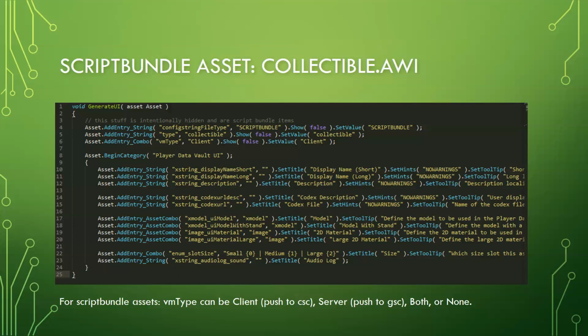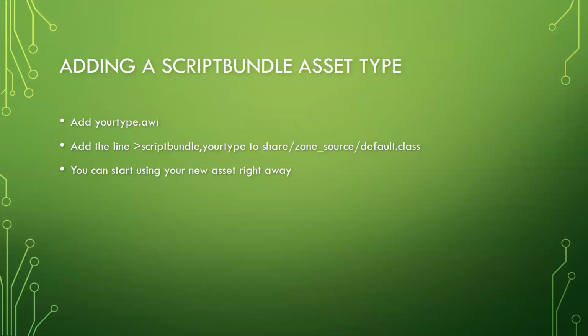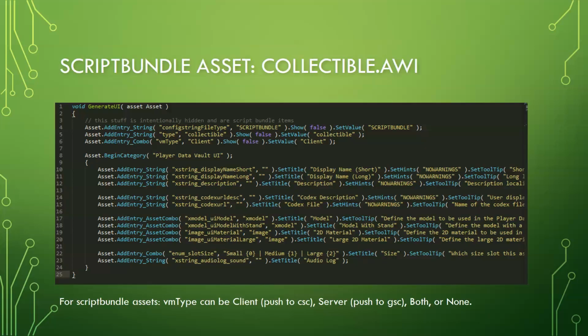Okay, so really the trickiest part of adding a script bundle asset type is the AWI file. Have you guys added or modified an AWI? Okay, so the AWI is what Ape uses to decide what it should show you for field names and default values and groups and things like that. So this is a fairly simple example AWI. This is collectible.awi. It's the example script bundle asset I told you about.